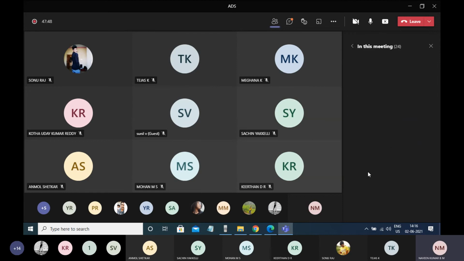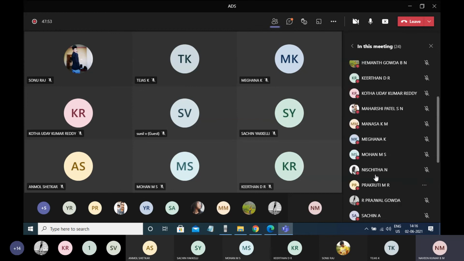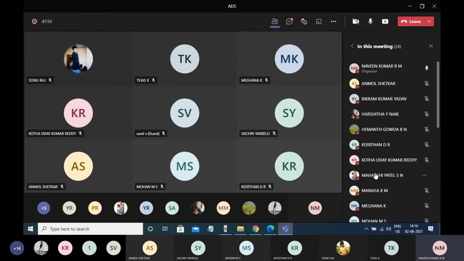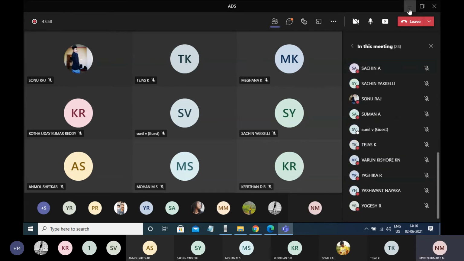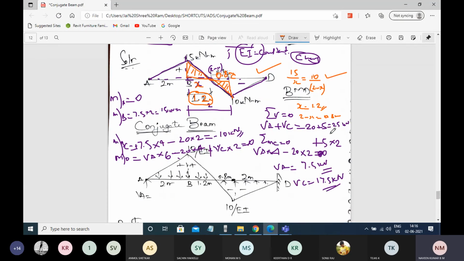Okay, only 24 are attended, right? This is the maximum strength that I have seen till now. So try to maintain the same kind of presence in these sessions. It will be good to attend the second day, otherwise you will lose the second day also. Yes, 2:20, right? Another 5 minutes left.